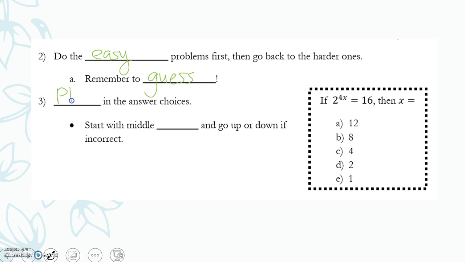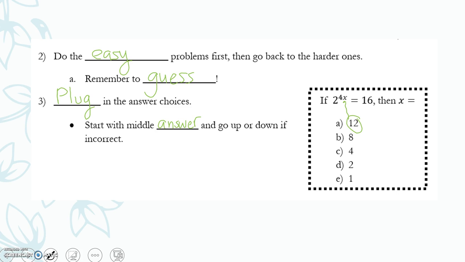Next, plug in your answer choices. Again, nothing new. If you are plugging in your answer choices, it's always wise to start with the middle answer. What I mean by that is the middle number, and then go up or down if incorrect. So I'll show you on this problem what I mean. In the dotted box, it gives you multiple choice. If you had no idea how to do this, you would just take each of these answer choices and plug it in for X, and then see which one gets you 16.